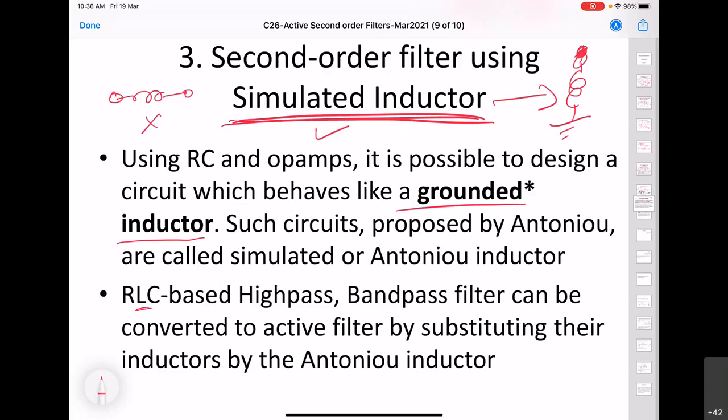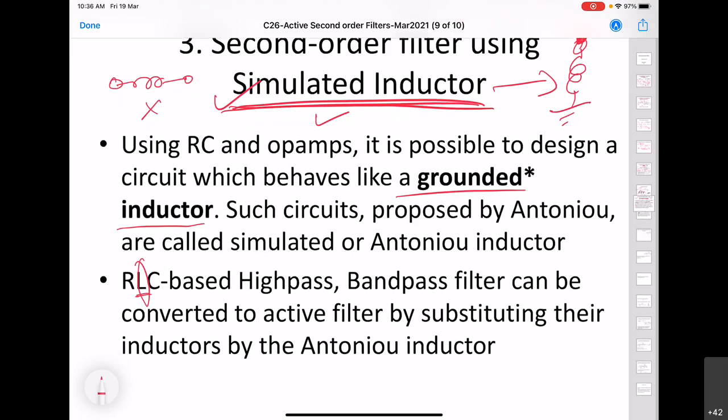So in the RLC circuit, we can substitute this grounded inductor by the simulated inductor to simply convert the circuit into second order active high pass or band pass filters. Low pass, anyway, we have studied, but we'll revisit the RLC based low pass also.